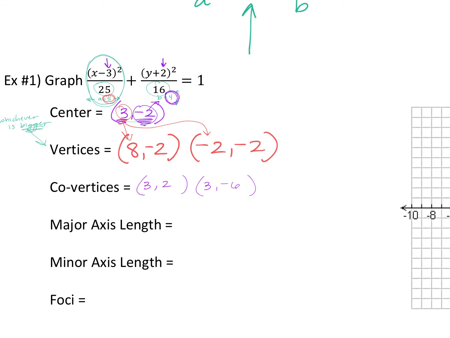Jada. The vertices come from whichever number is bigger in your A's and B's, right? Which is the 25 is the bigger number. So that means my A value is 5. Do you like to do it from the graph, or do you like to do it from the numbers?